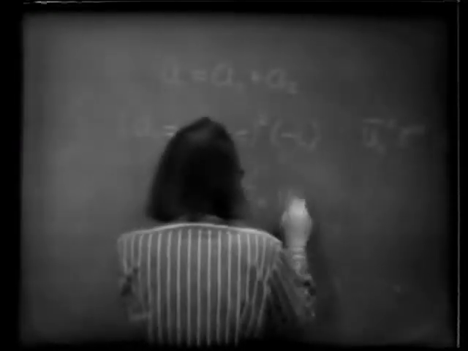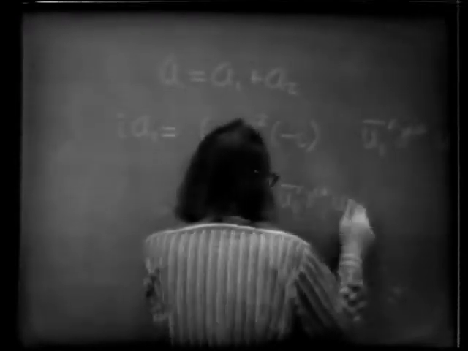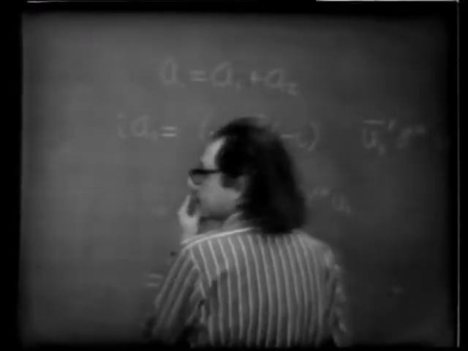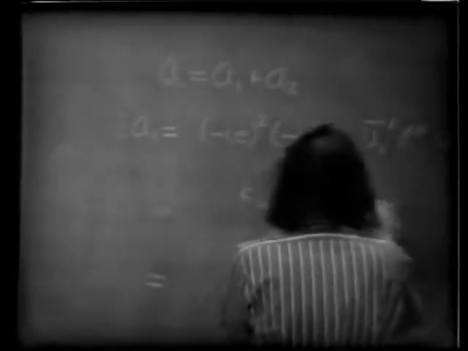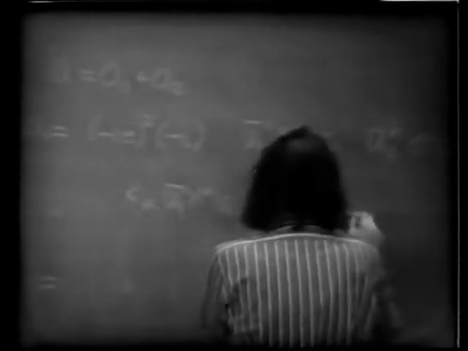Now, let's focus attention on the apparent disaster terms with 1 over mu squared in them. I'll focus on one of them, k slash, sandwiched as u1 bar prime gamma mu u1. From the definition of k, this is u1 bar prime, p1 minus p1 prime slash, right?